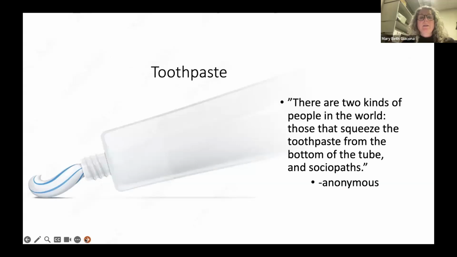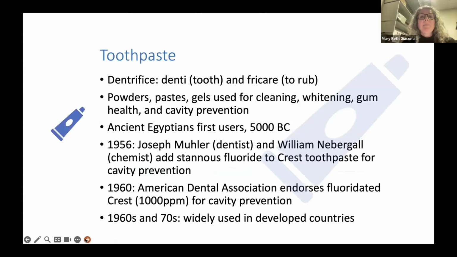So I just thought this quote was so cute when it comes to toothpaste, that there are two kinds of people in the world: those that squeeze the toothpaste from the bottom of the tube and sociopaths. But fluoridated toothpaste has been a wonderful tool for us to use when it comes to reducing tooth decay.